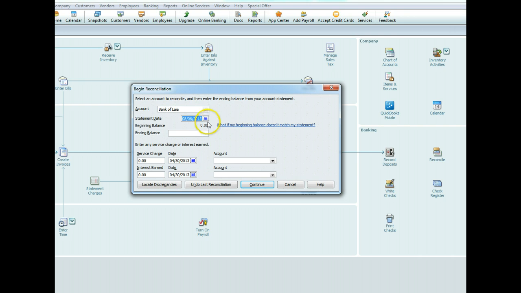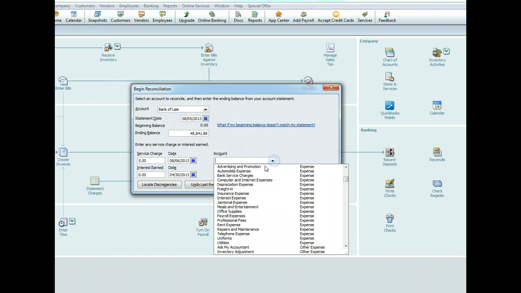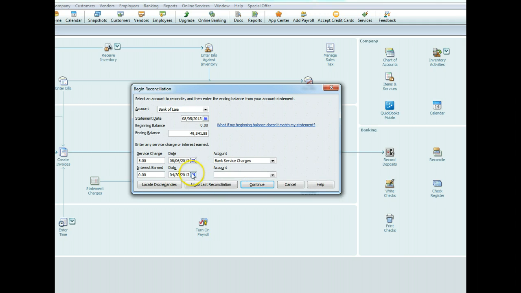Okay, actually it says the statement date was August 5th. The ending balance is 49841.88. Got to enter that straight. Now service charges as of August 6th. Okay, it says we had a service charge of $5, and the account would be bank service charges.